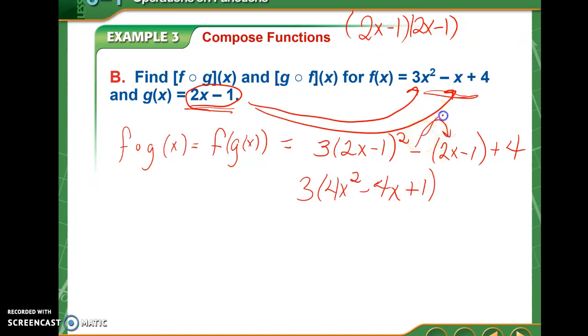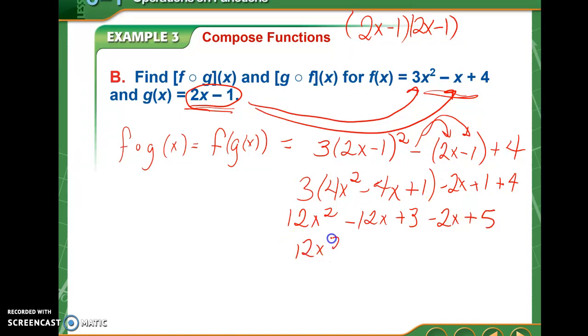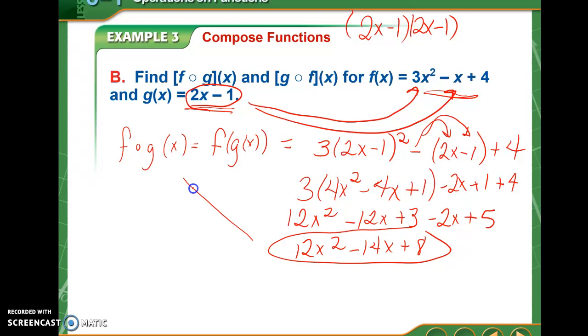Let's distribute that negative. And then distribute our 3. And then put like terms together. So then I get a new function that's f composed of g, with g inside of f.